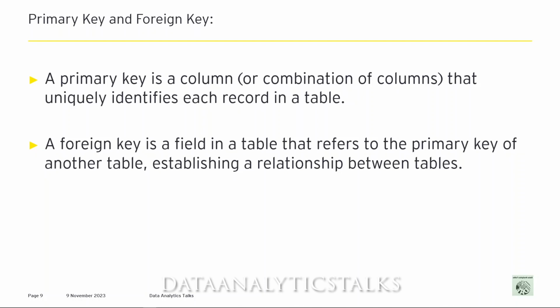Very important concepts that we should understand and implement as you define your relational databases. First of all is a primary key. A primary key is a column or a combination of columns that uniquely identifies each record in a table. What is a primary key? It's a column or a combination of columns that uniquely identifies each record in a table.